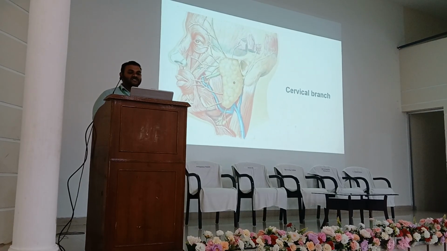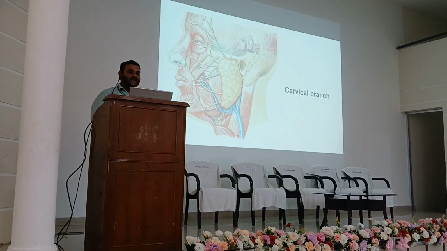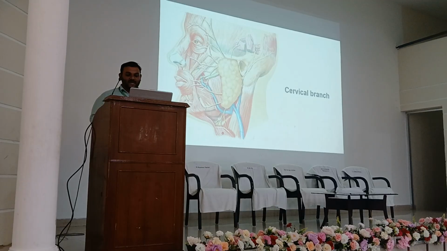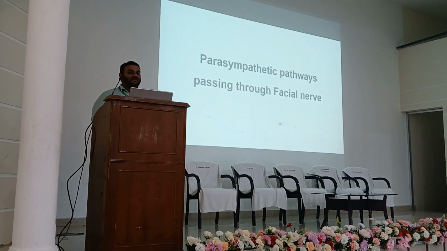Cervical branch. The cervical branch emerges from the lower part of the parotid gland, runs inferiorly, and supplies the platysma muscle. Parasympathetic pathway passing through the facial nerve.